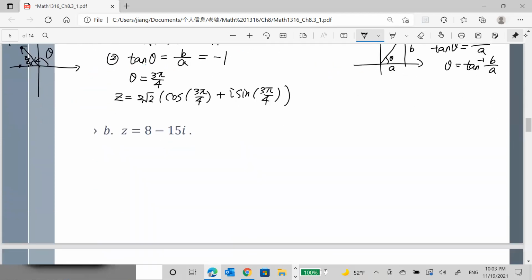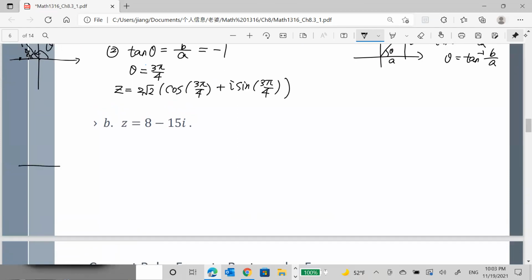Okay, let's see the next one. First, plot the point in the complex plane. A is 8, for example, this is 8. And then -15 means going down 15 units. For example, this is 8, -15. And this one also is 8 minus 15i. So we are looking for the r and also the angle from here to here. This is theta.